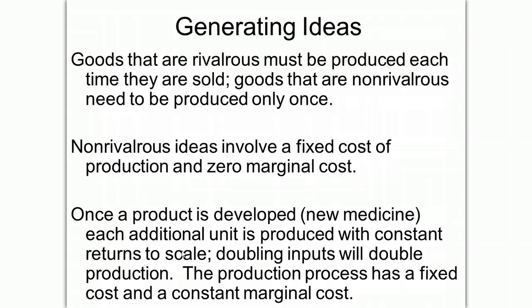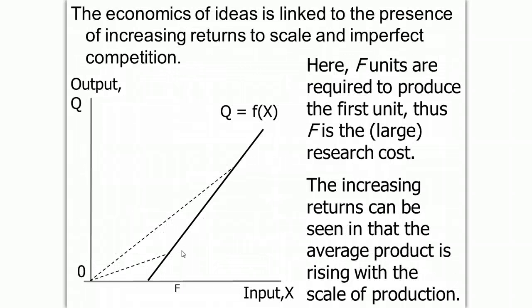So the fixed cost could run to hundreds of millions, and the marginal cost might only be a few cents. How much does it cost to make a particular tablet once you know what goes into it? The vast majority of tablets are just filler. The active ingredients are quite a small proportion of the tablet, and the cost can be quite low. So the production process has zero output produced until the idea is created. Then once you have the first unit produced, you can basically go on and replicate that as often as you wish.